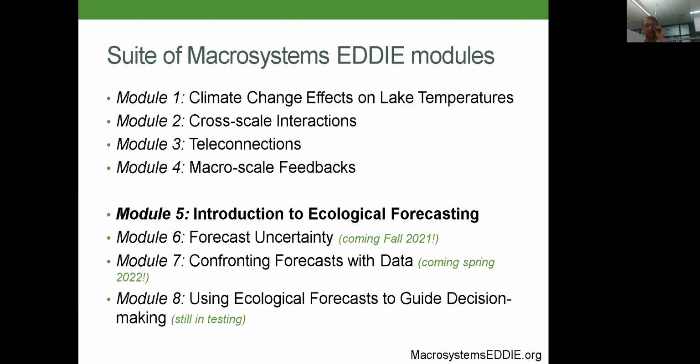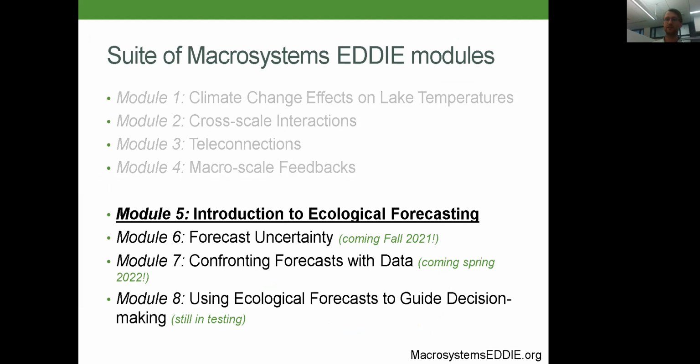Here is a list of the modules within Macrosystems EDDIE. Modules 1 to 4 were developed on previous grants. Currently, we are developing modules 5 to 8 under the latest NSF grant. Module 5 has been developed and tested in 6 classrooms this last spring in undergraduate and graduate students. Module 8 has been developed by Whitney Wilmer and is currently in testing stages. Module 6 is in development and will be available for testing this fall, while Module 7 will be developed and ready for testing in spring 2022.